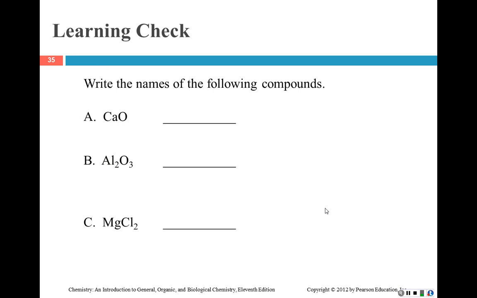So in this learning check, let's write the name of some of these compounds. If you want to pause and go ahead and try them and then come back, that's fine. Otherwise, we'll do them together. The first thing we do is identify the 2 ions. So we've got calcium and we've got oxygen. The calcium part's easy, right? Calcium, ox, and then ide.